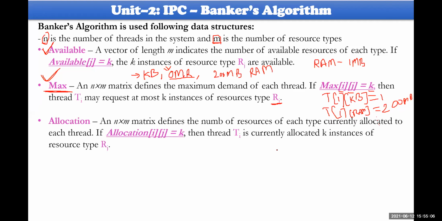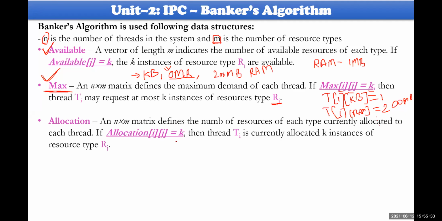Okay. The next one is allocation. During the course of execution, how many resources have been allocated so far? Just as I told you, in the initial stage of a thread, only a keyboard is required, and 20 MB of RAM is required.